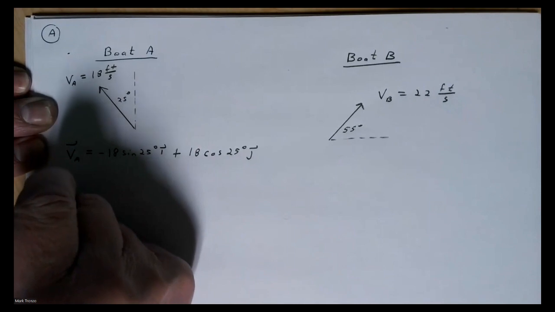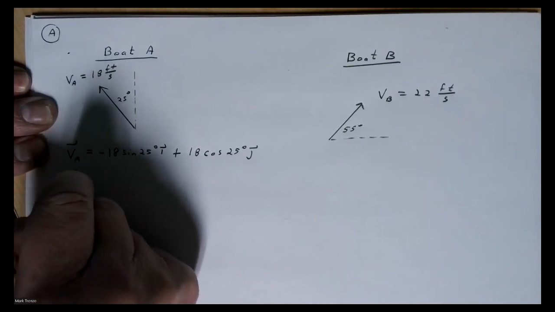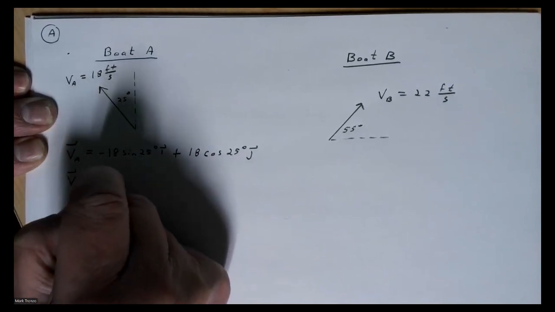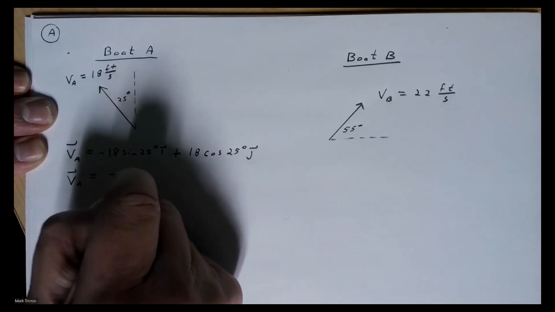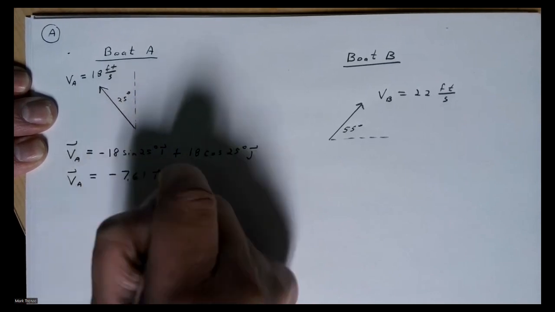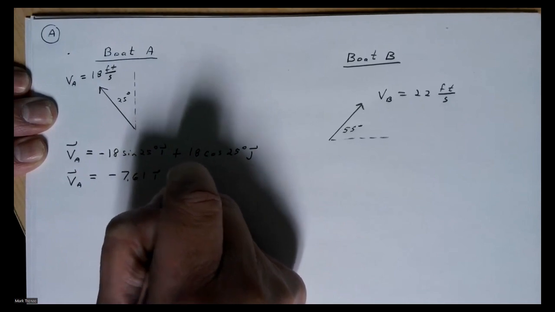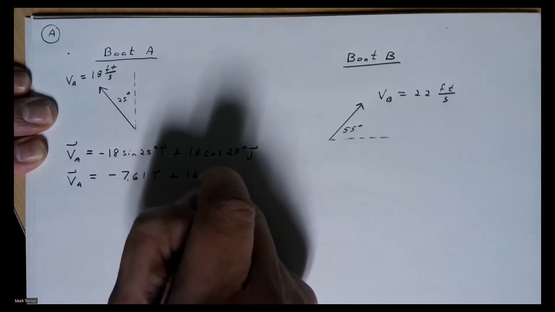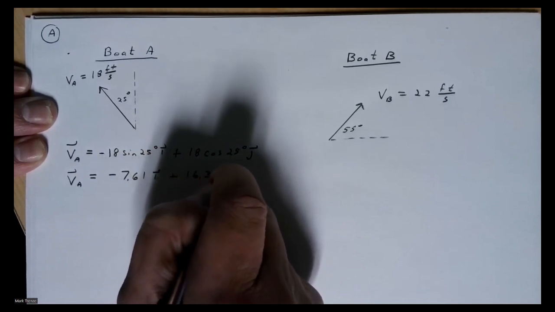And then when you put these in your calculator, you get negative 7.61 I plus 16.31 J.